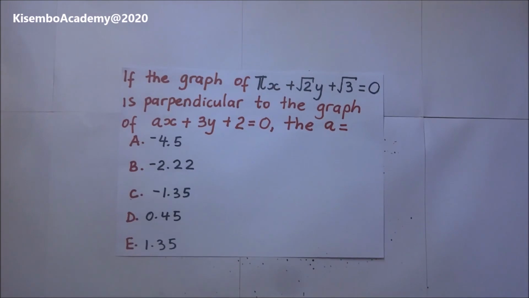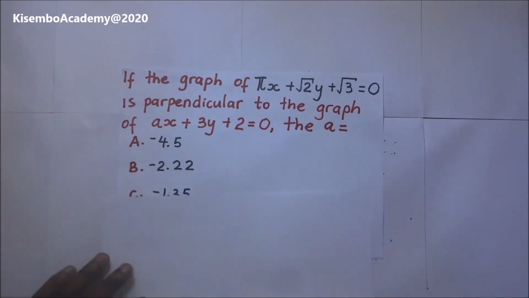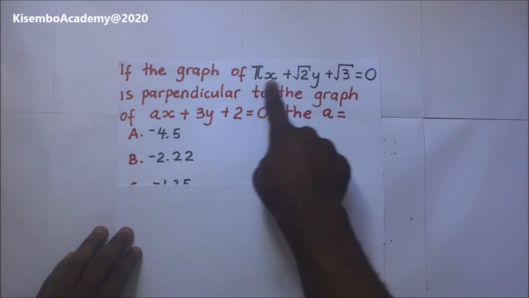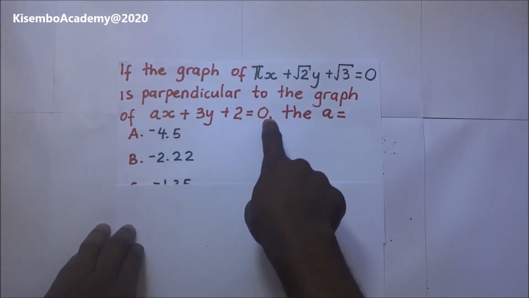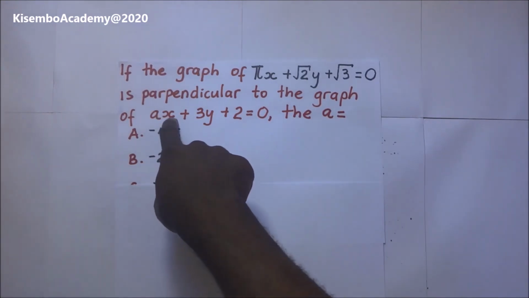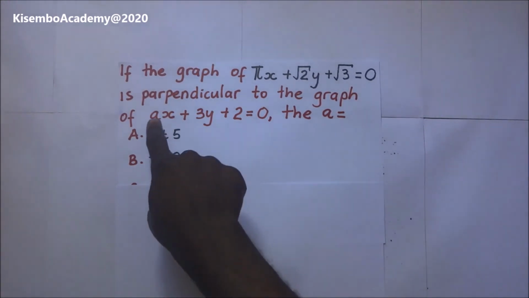In this question, they're telling us that if the graph pi x plus square root of 2y plus root of 3 is equal to 0 is perpendicular to this graph, then what is A? Now, they're asking us to find the value of A. If you look at this graph, it is perpendicular to that graph, and this A they are asking is actually a coefficient of x, and we all know that in the form y is equal to mx plus c, the value of m is the coefficient of x.